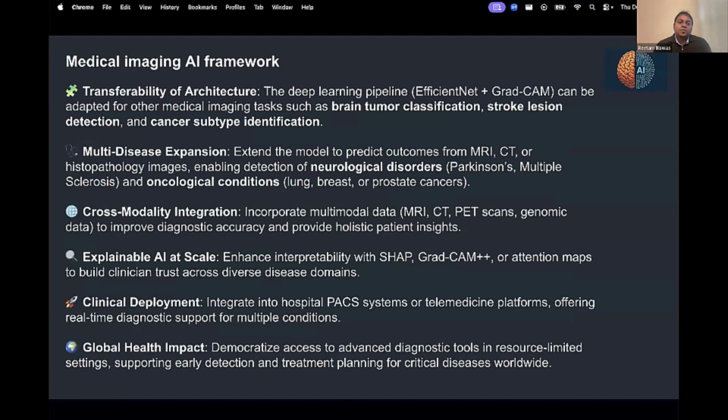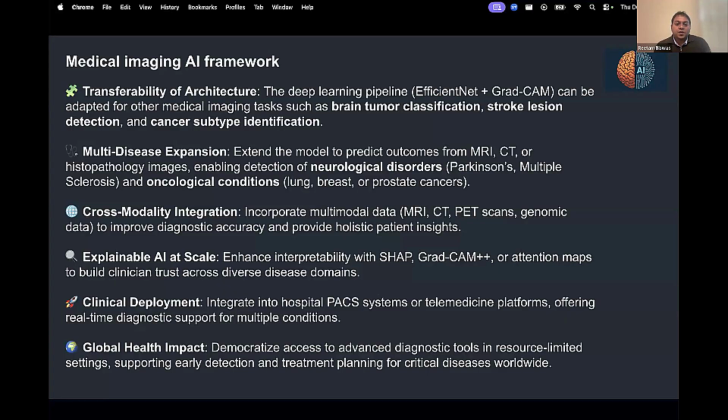And so let's talk about the future, right? Of course it can be leveraged for further areas, like brain tumor classification, or it could be used for stroke detection, or maybe specific cancer subtype identification. And as I said, it can be extended to other neurological disorders for different image processing. It may not be only MRI scans, it could be CT scans or maybe something else.